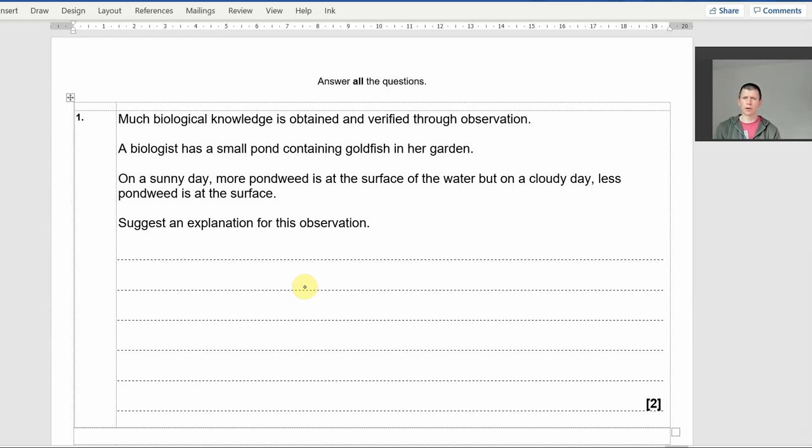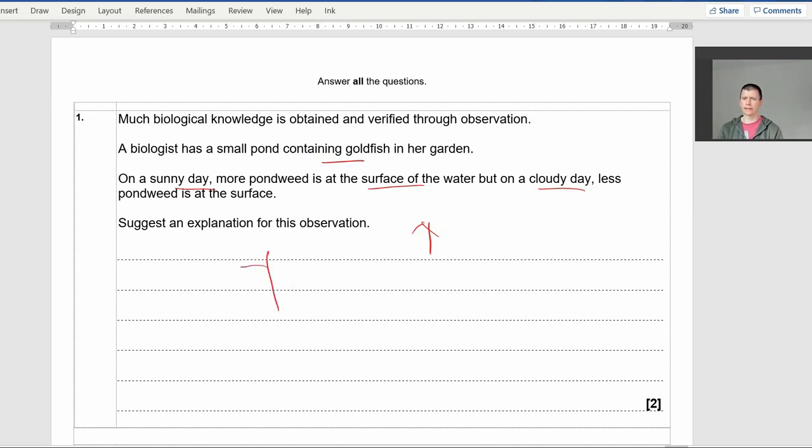So it talks about a pond plant with goldfish and more pond weed at the surface of water on a sunny day, but less so on a cloudy day. Give a reason for this difference. Well, some people will give the answer: the plant moves to the top to get more light on a sunny day. Clearly, plants can't move, or they have no control over that, so that will be the obvious wrong answer.